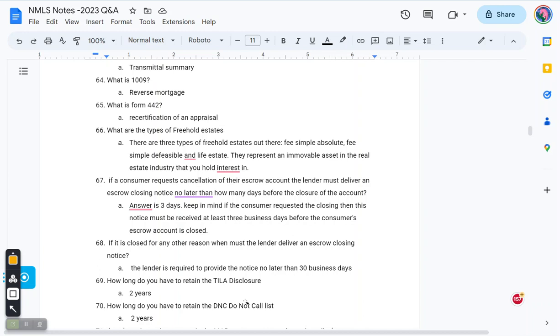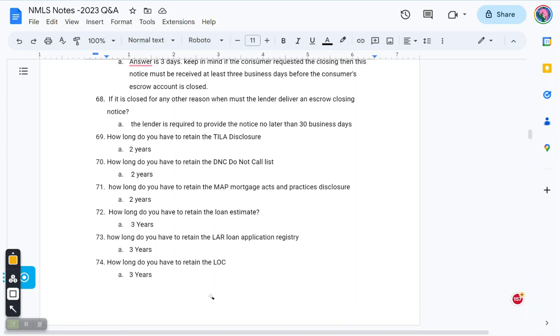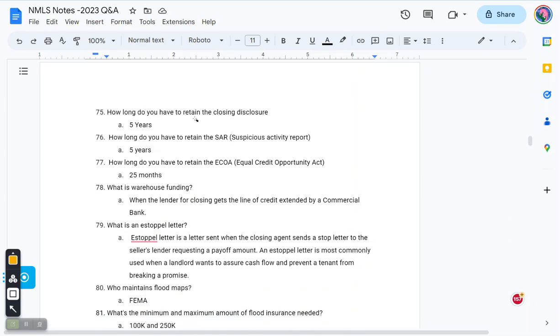How long do you have to retain the TILA disclosure? It's 2 years. How long do you have to retain the DNC or the do not call list? It's 2 years. How long do you have to retain the MAP or the Mortgage Acts and Practices disclosures? It's 2 years. How long do you have to retain the loan estimates? It's 3 years. How long do you have to retain the LAR or the Loan Application Register? It's 3 years. How long do you have to retain the LOC? It's 3 years. How long do you have to retain the closing disclosure? It's a whopping 5 years.